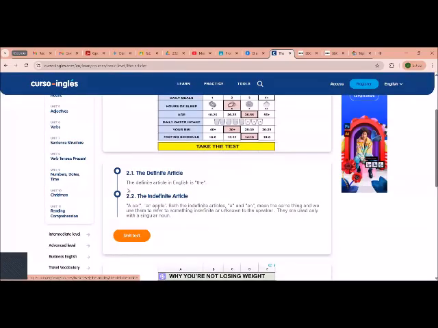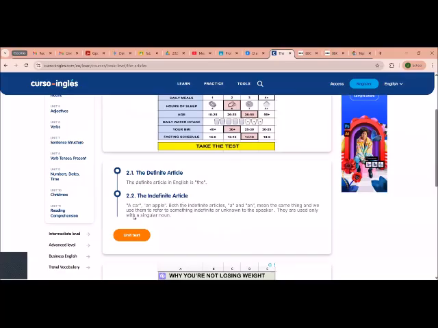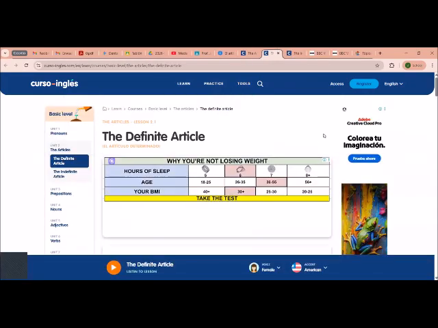Now, when I say articles, I'm talking about those little words in front of our nouns. The definite article, the, is used with many of our nouns. A or an are also used, and these help us to add singularity to our nouns. So we're going to do both of those today. I'm going to start off with the definite article.